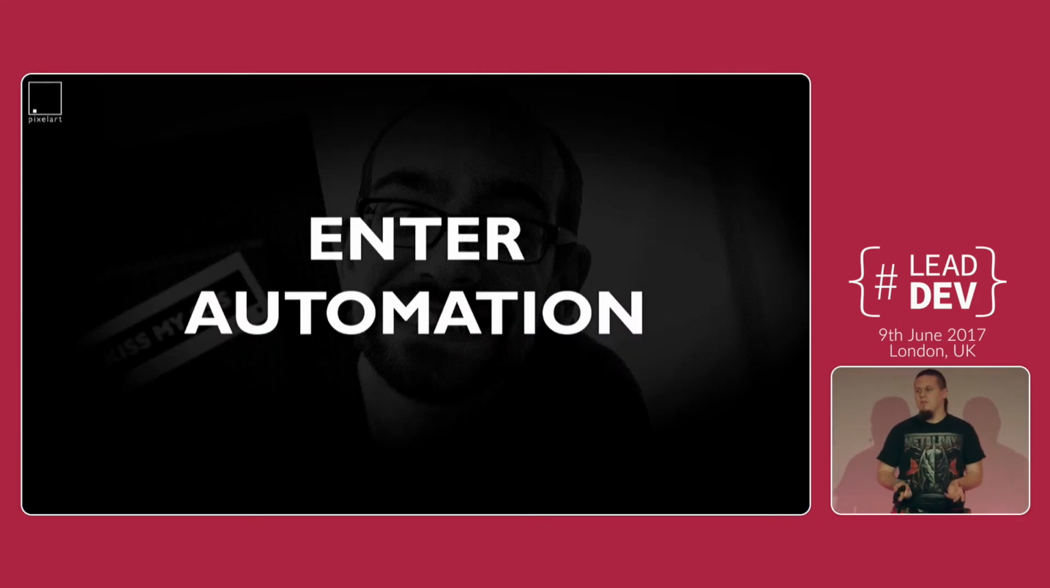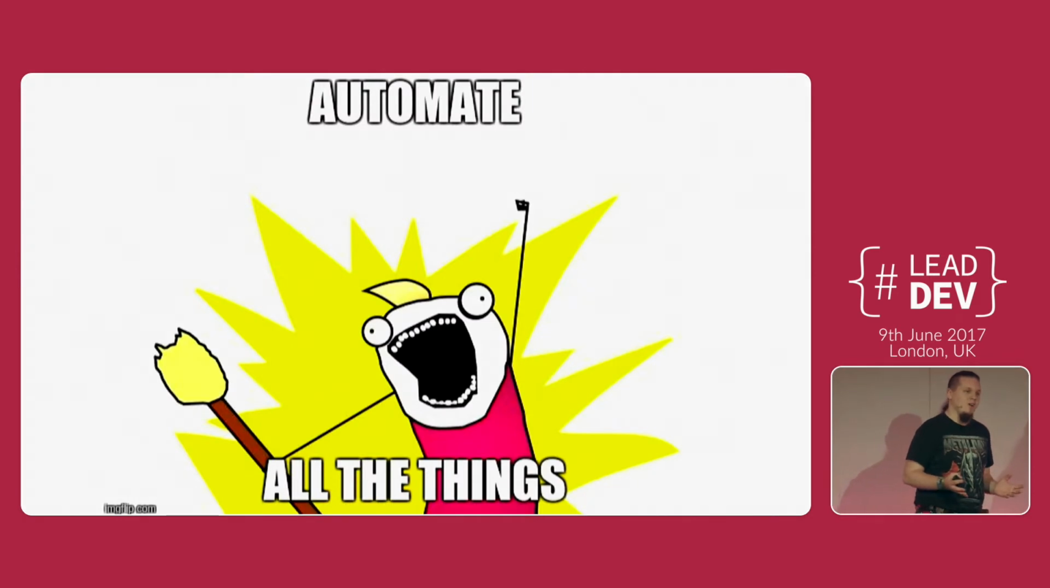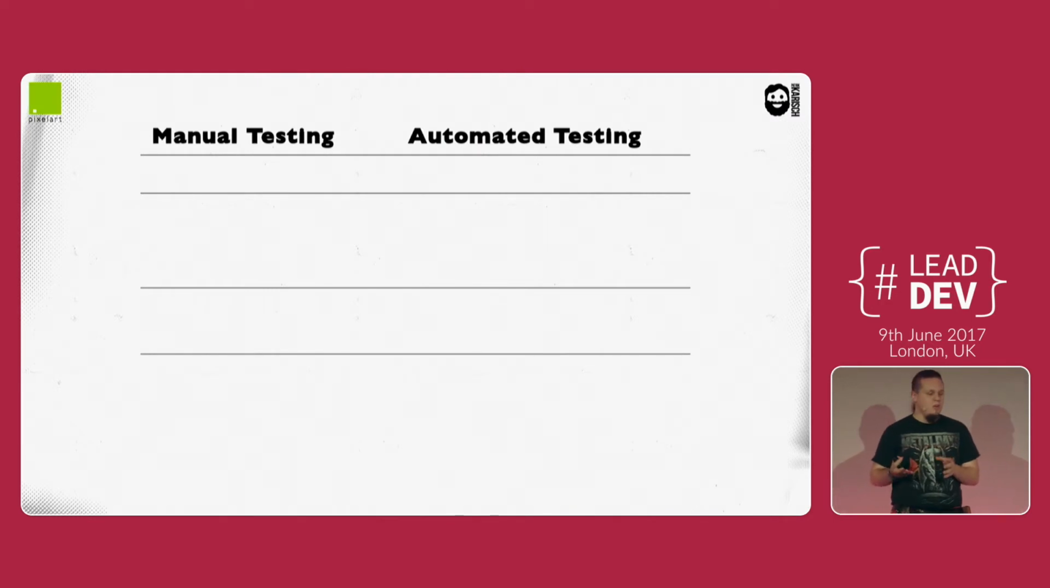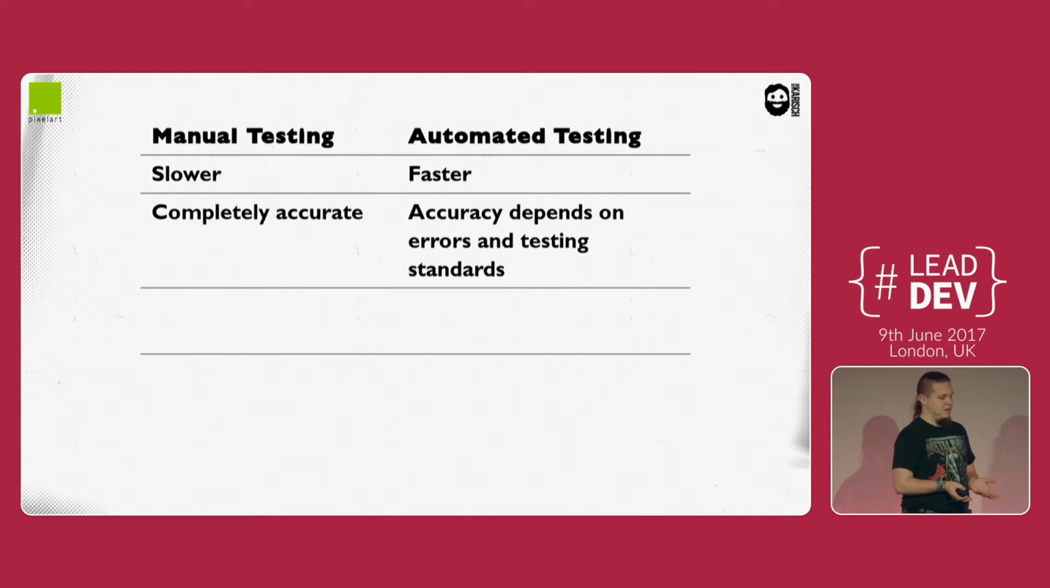So, let's enter automation. My day-to-day job at Pixelart is to do operations, to do automations. I'm a total automation fanatic, so automate all the things. But we should compare our manual testing steps with automated testing steps. Manual testing is, of course, slower, and automation is faster. But on the downside, automation accuracy depends on errors in testing standards. You may miss pages or miss links. Manual testing can be completely accurate.